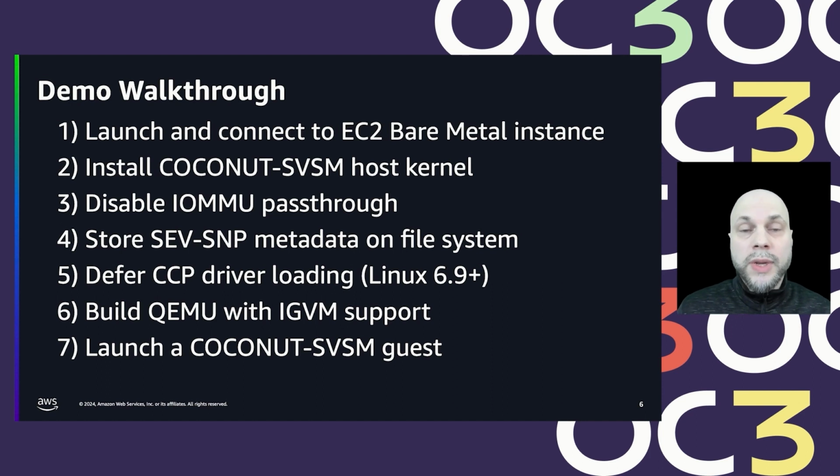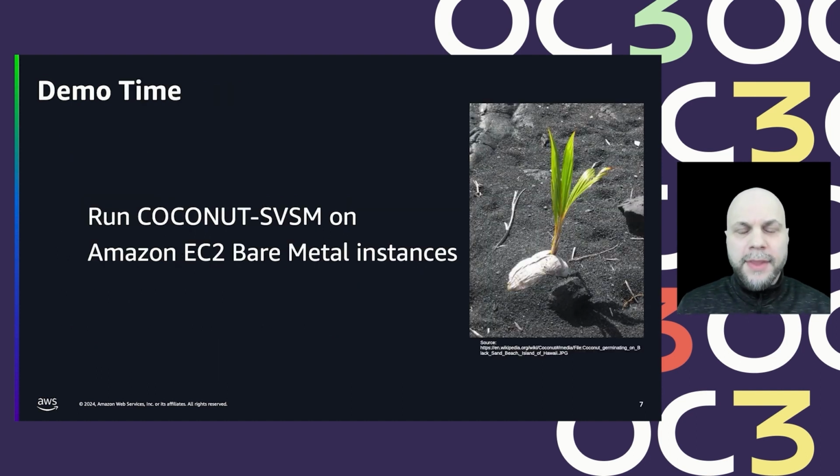The next one is we need to build our own QEMU with independent guest virtual machine support. The reason for that is COCONUT-SVSM guests will be compiled in that format. And lastly, we are going to launch an instance on top of our EC2 bare metal instance. You think enough theory? You're right. Let's dive into the actual demo.